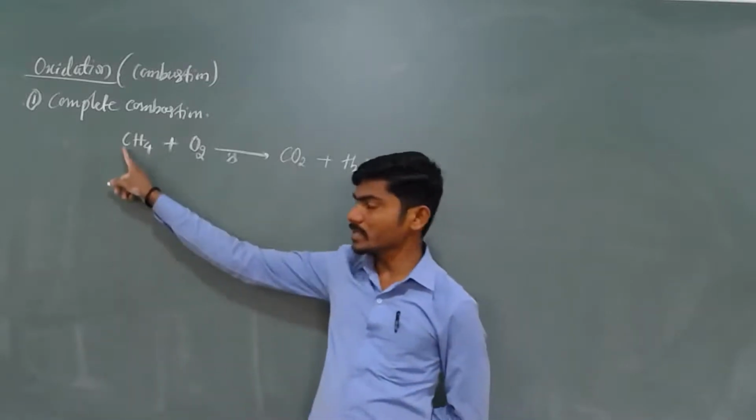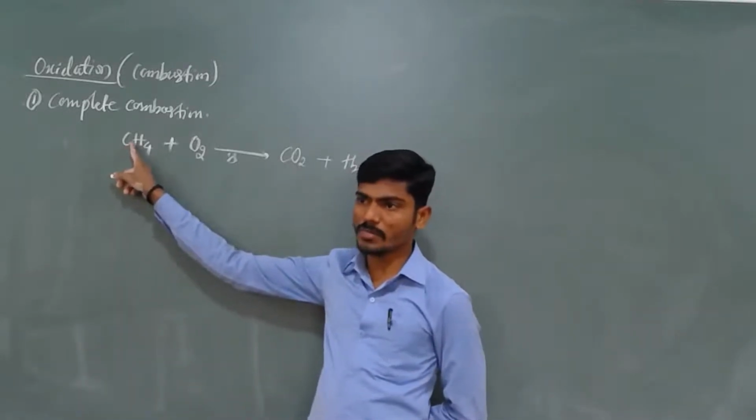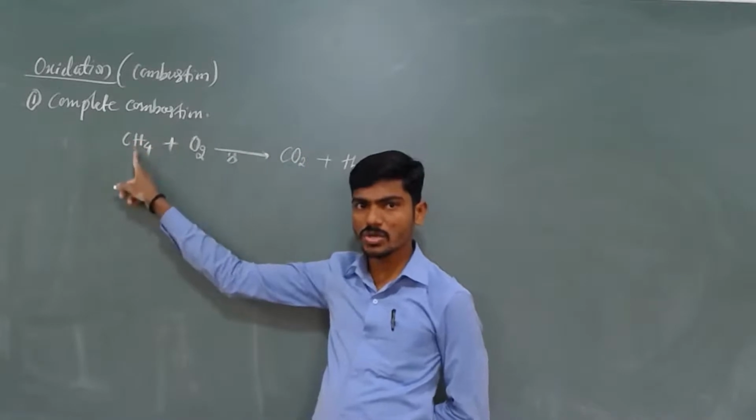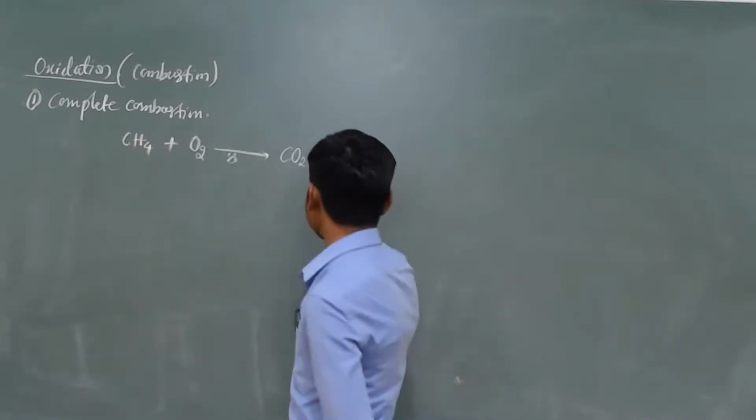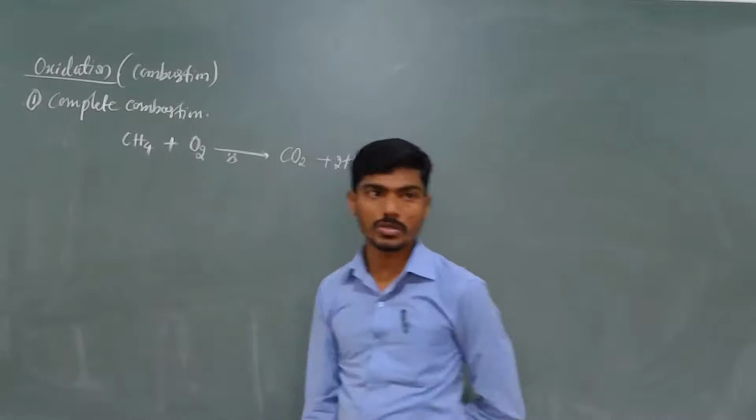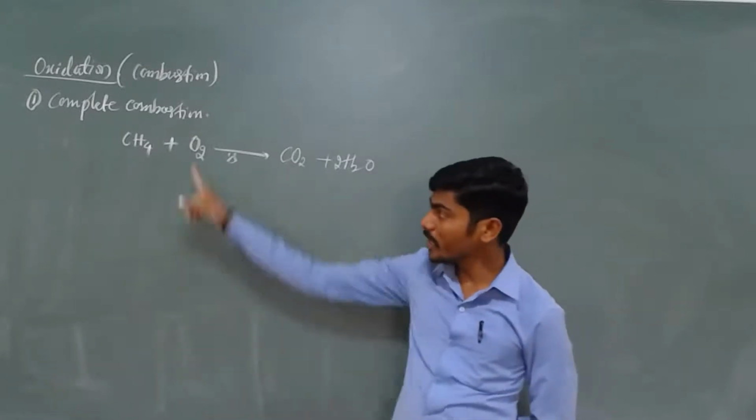Now, how many carbons in the reactant? 1 carbon, so 1 carbon dioxide. How many hydrogens? 4 hydrogens, so therefore 4 hydrogens will become 2 water molecules. Then how many oxygens are required?